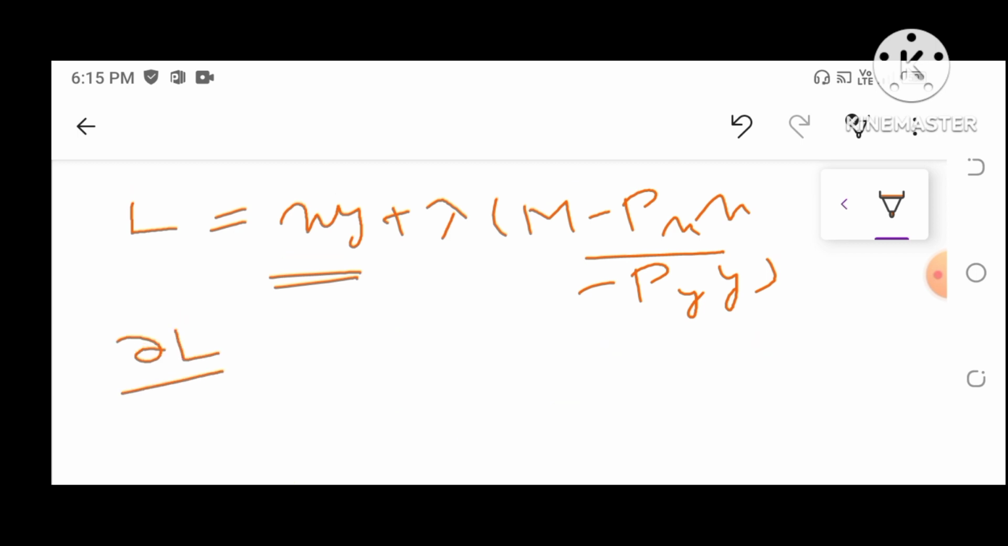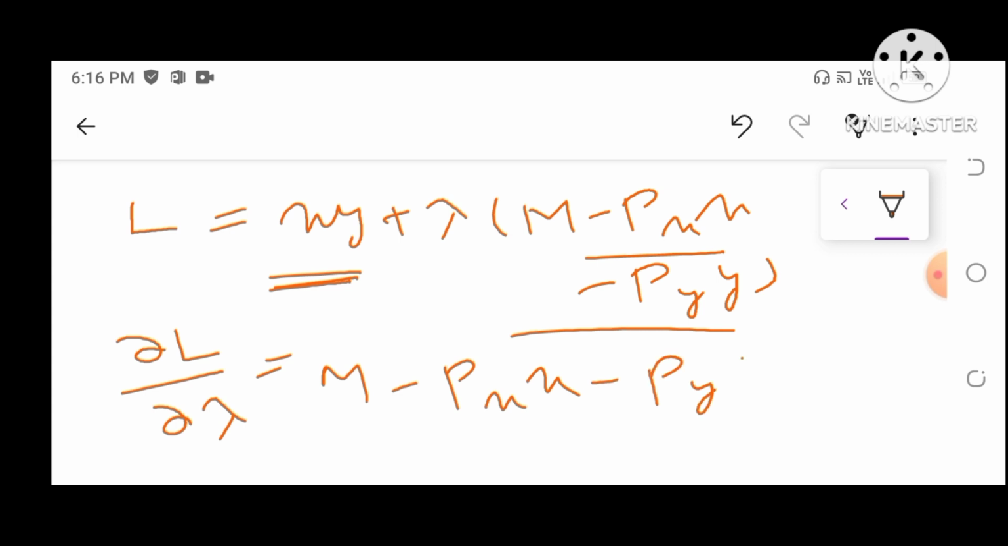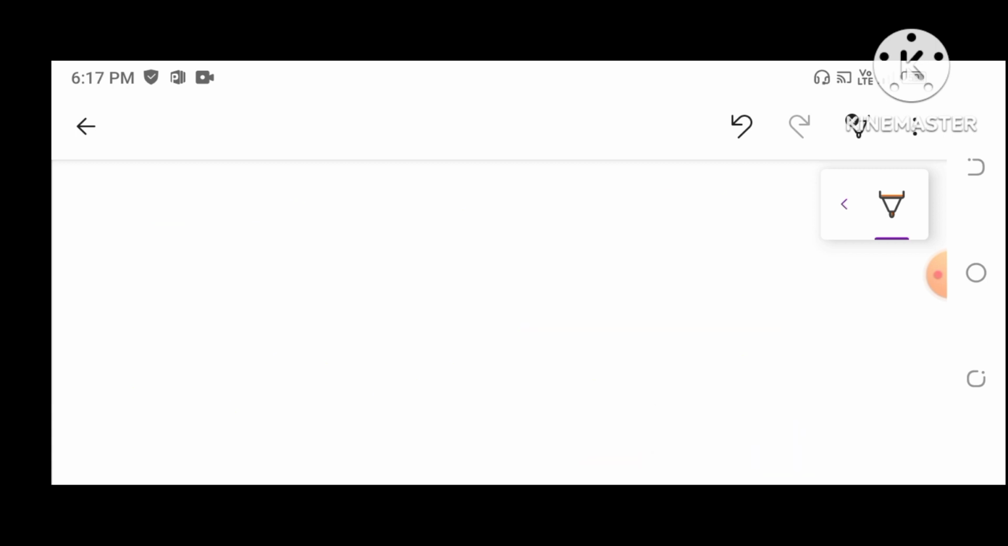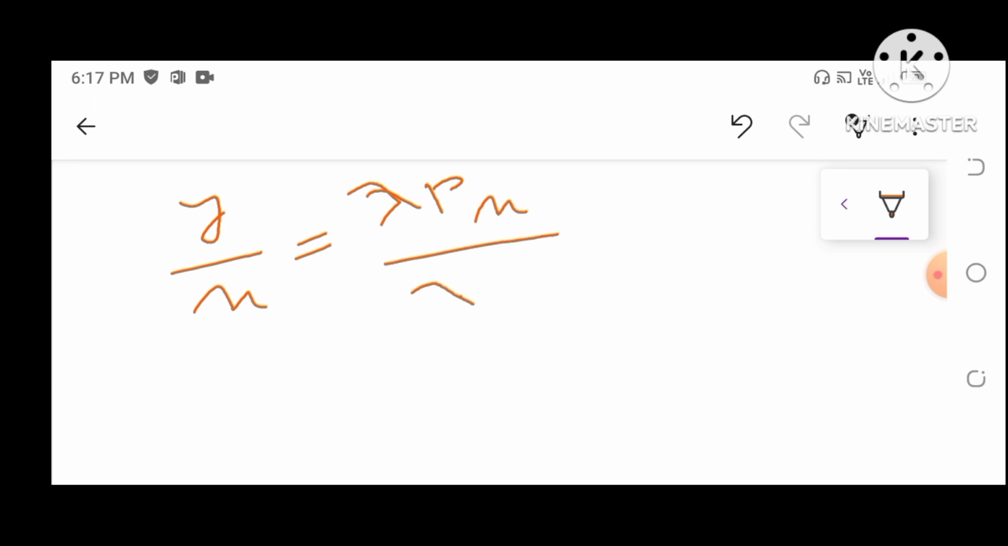Del L with respect to lambda, from this we get 0, and from this we get m minus pxx minus pyy equal to 0. Equation 3. So by dividing equation 1 by equation 2, we get y by x is equal to lambda px divided by lambda py.